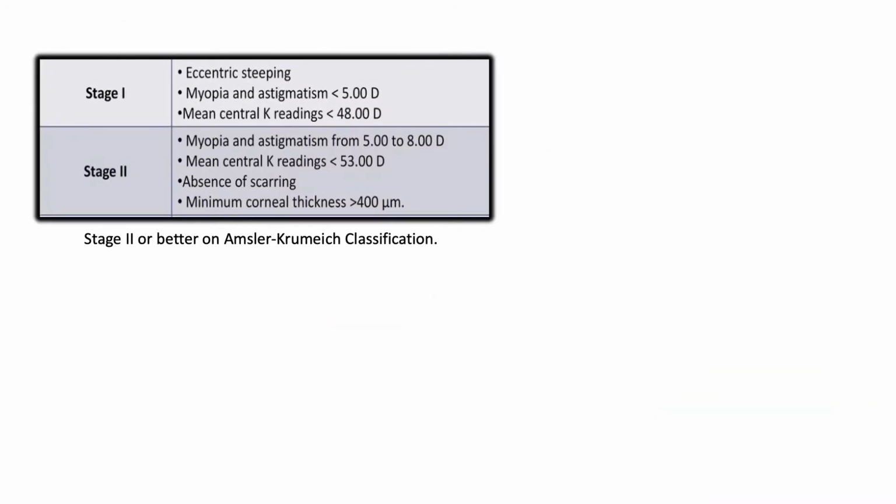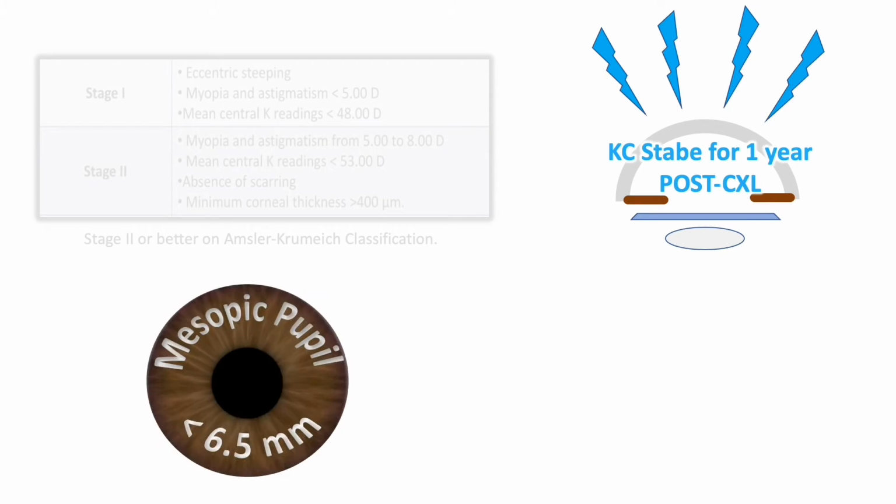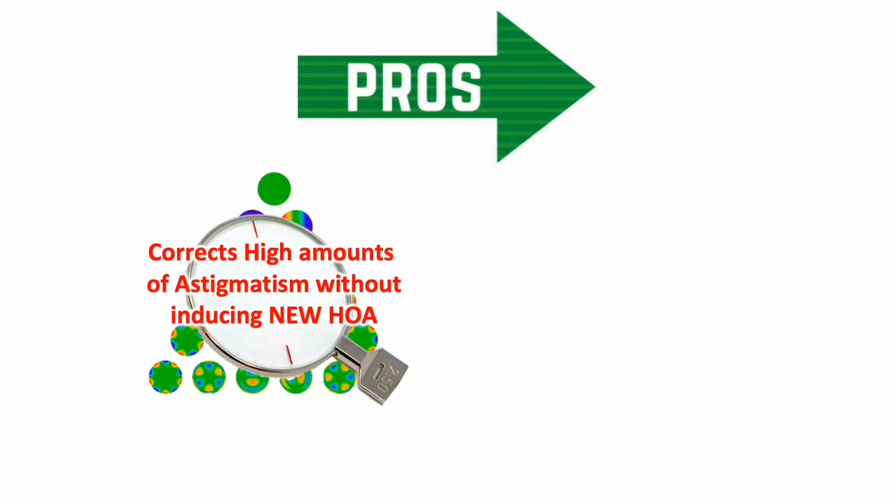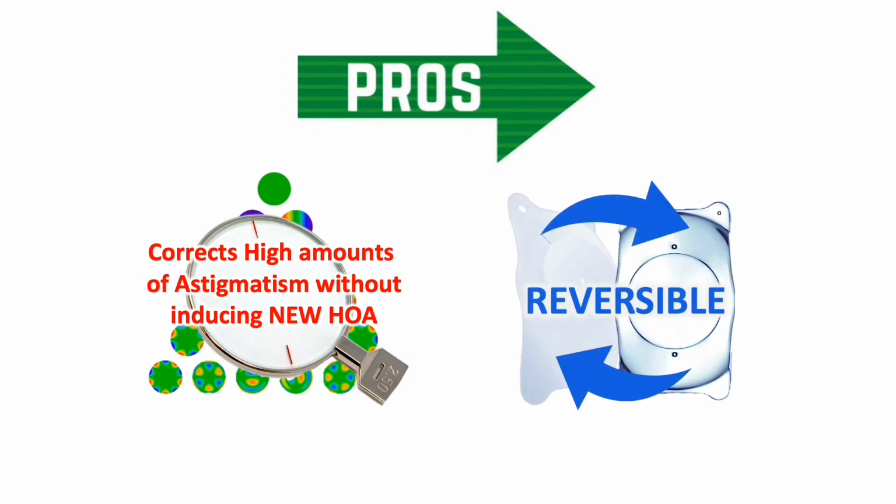Only stage 2 or better on the Amsler-Krumeich classification can be implanted with these phakic IOLs. The keratoconus needs to be stable for 1 year post-corneal collagen cross-linking, the mesopic pupil being less than 6.5 millimeters, with an anterior chamber depth of 3 or more millimeters, with a clear cornea and insignificant higher order aberrations. The advantage of this procedure is that it corrects high amounts of astigmatism without inducing new higher order aberrations. Plus, the procedure is reversible.